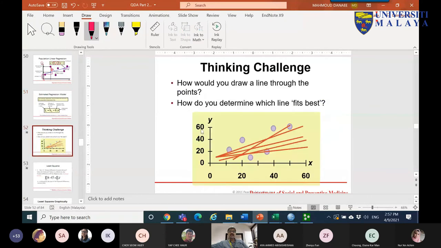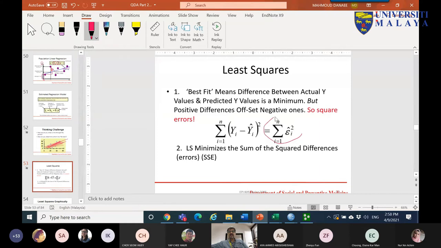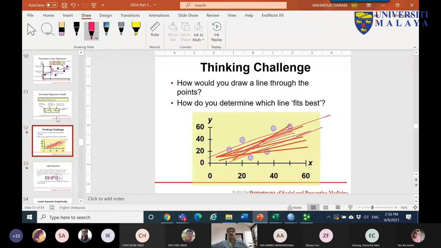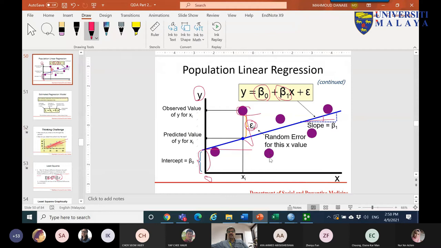So the point is that there are many lines that can be drawn. Which one is the best line? As I mentioned, the best line is the line with the minimum error. That's why we call it least square. Because if I deduct Y, the actual Y, from Y hat, the outcome based on the line, some of the observations are above, some of them are below.